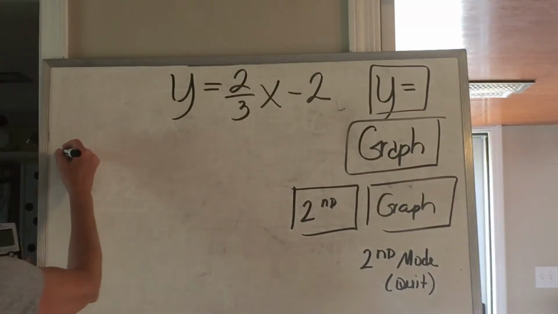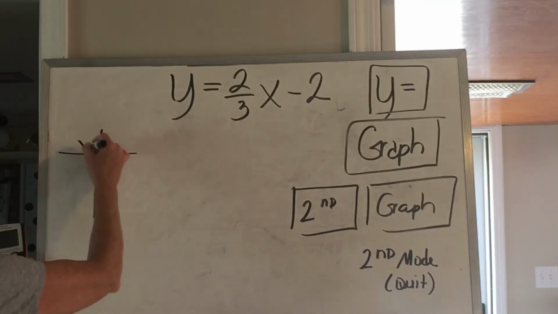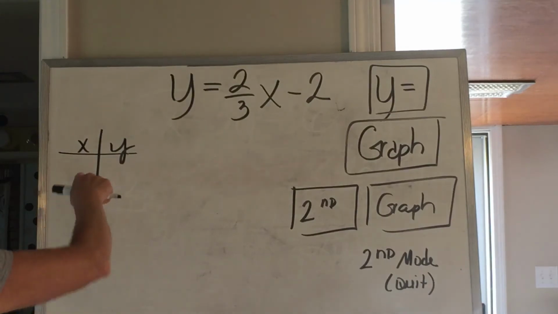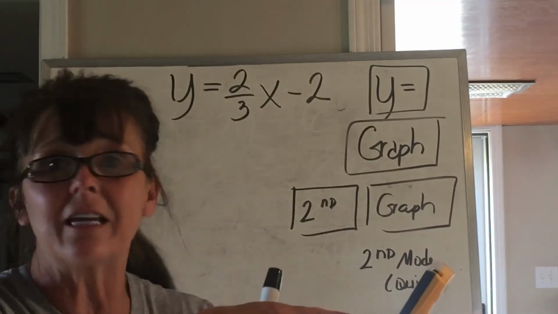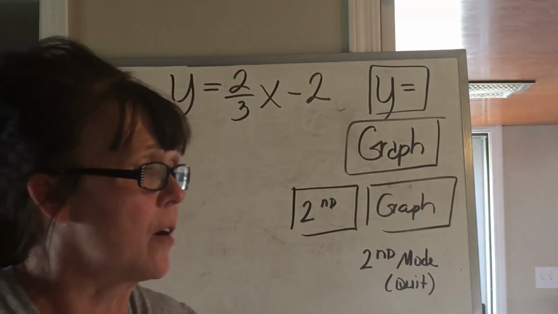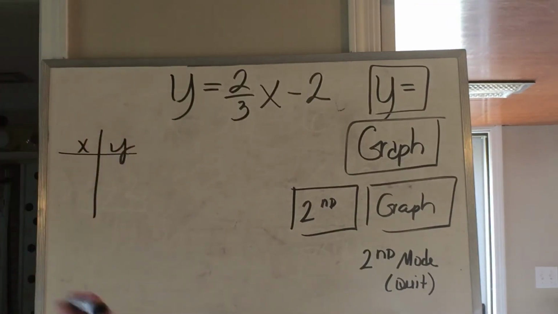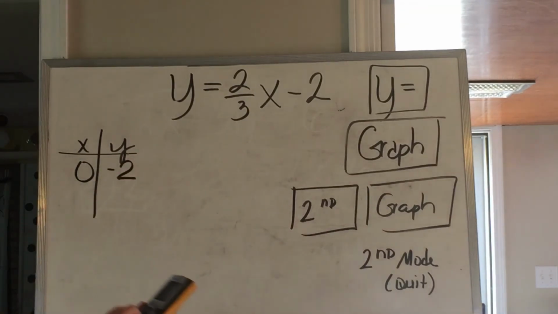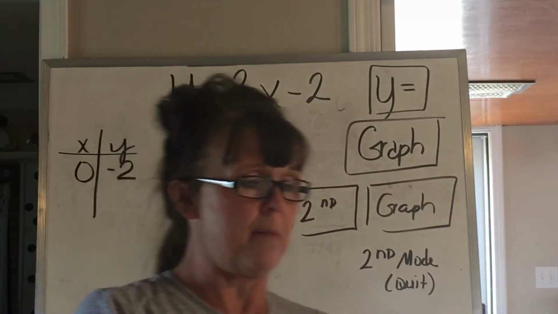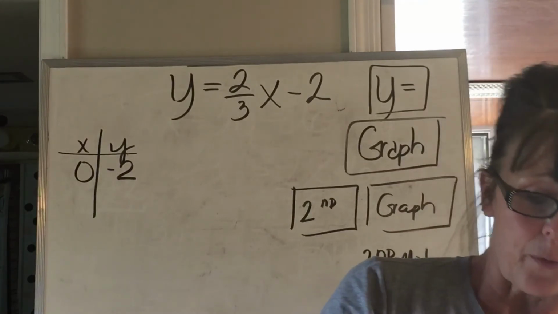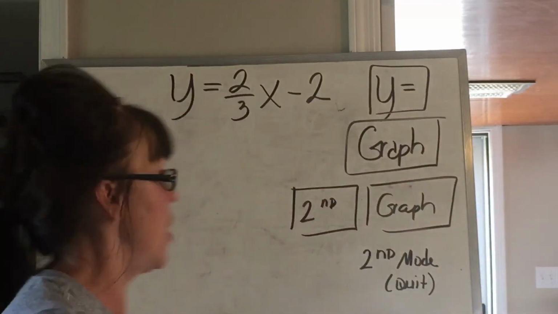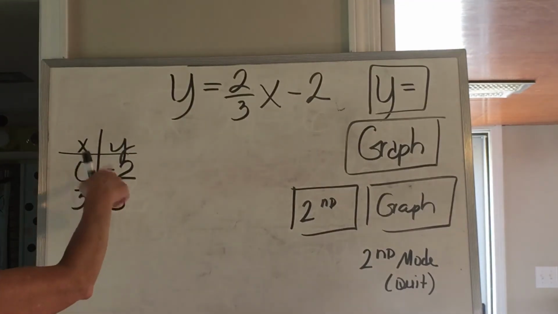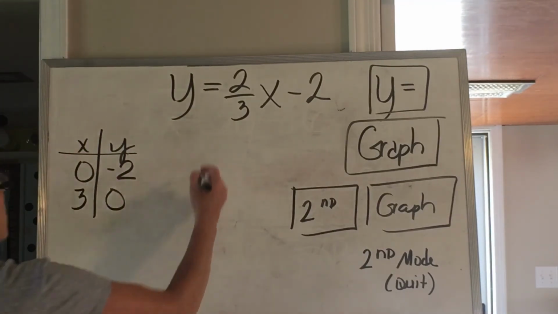So, now, you have to tell me what points you're using. In other words, you're going to have to draw me a T table, but you're just getting them off of the graphing calculator. So, I'm going to pick that 0, -2. And I'm going to scroll a little bit more. I like that one. 3, 0. Okay, now, all you have to do now is plot those 2 points.